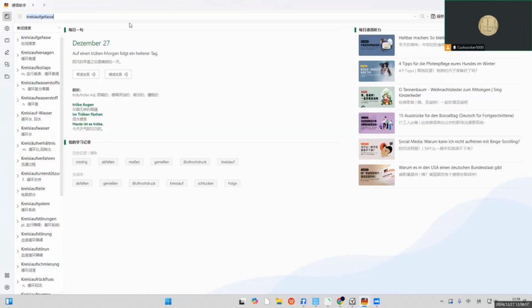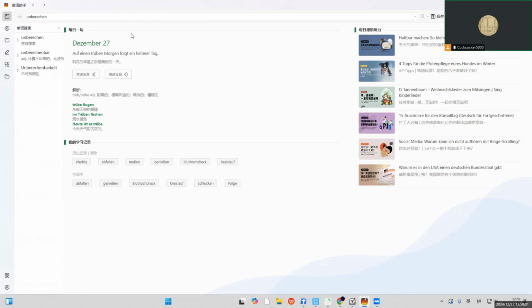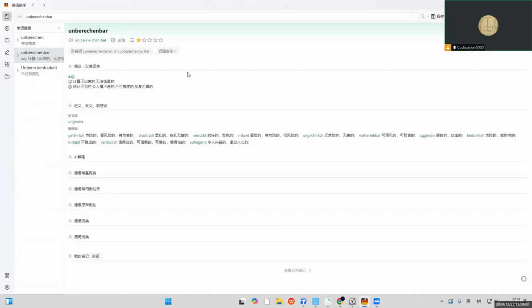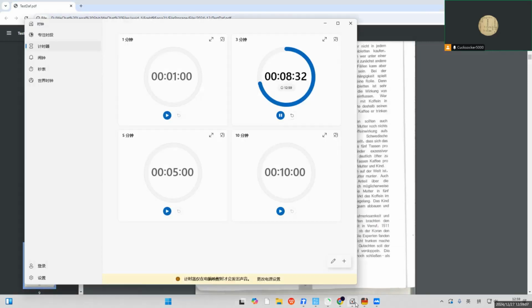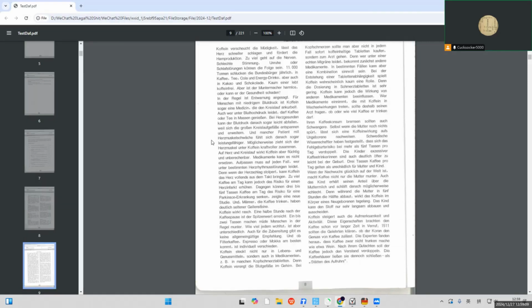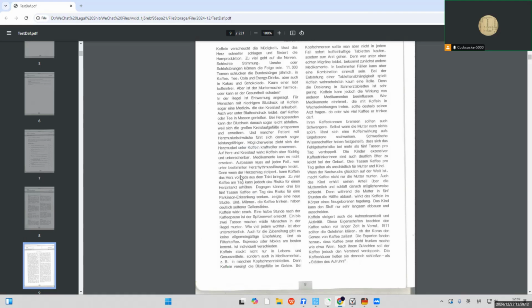Okay, so it's unberechenbar and incalculable. It's not very easy to calculate.